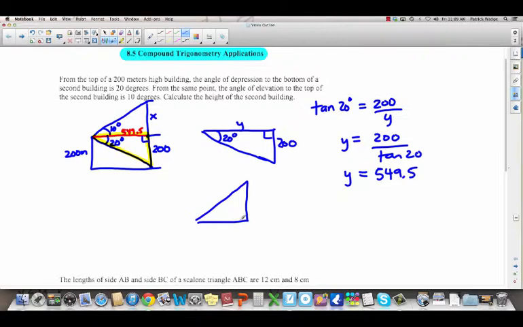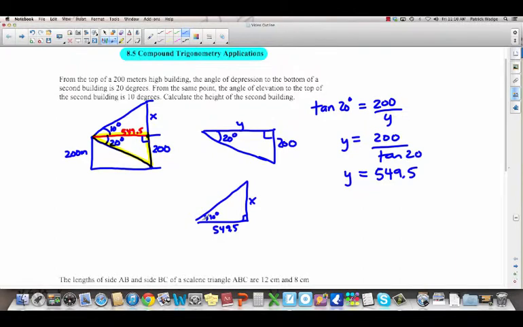In that top triangle, if this is a right angle, this is also a right angle, so that's good. We know this angle here, it is 10 degrees. You now know the bottom, it's 549.5. And what you want to know is this distance right here. Okay, we can do this.